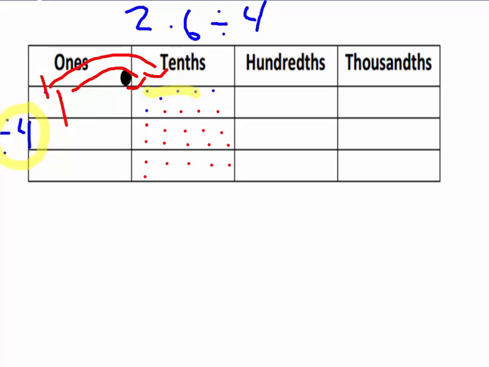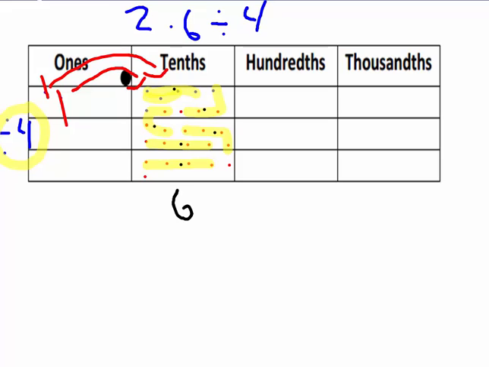1, 2, 3, 4. 1, 2, 3, 4. 1, 2, 3, 4. 1, 2, 3, 4. How many groups of 4 do I have? Well, I see 1, 2, 3, 4, 5, 6 groups of 4. But I have those 2 guys left over again.